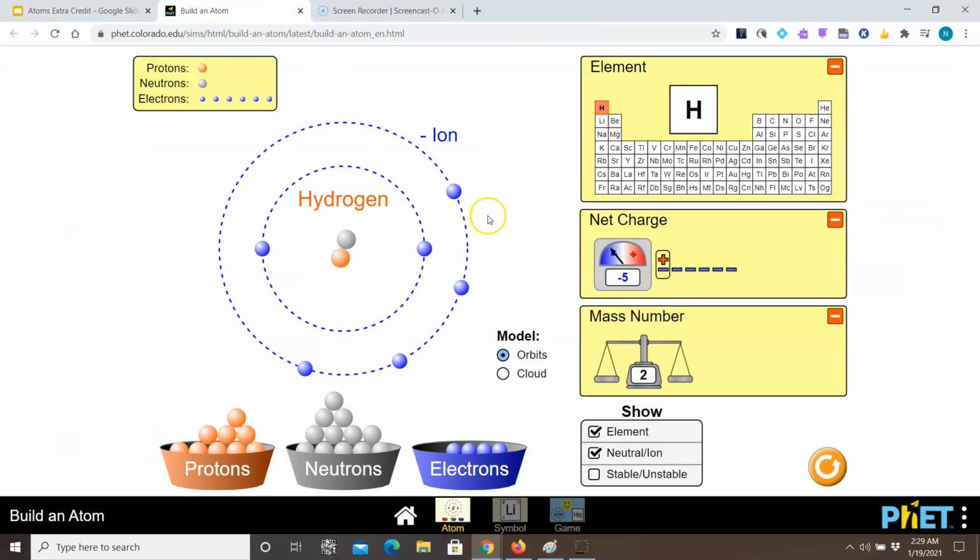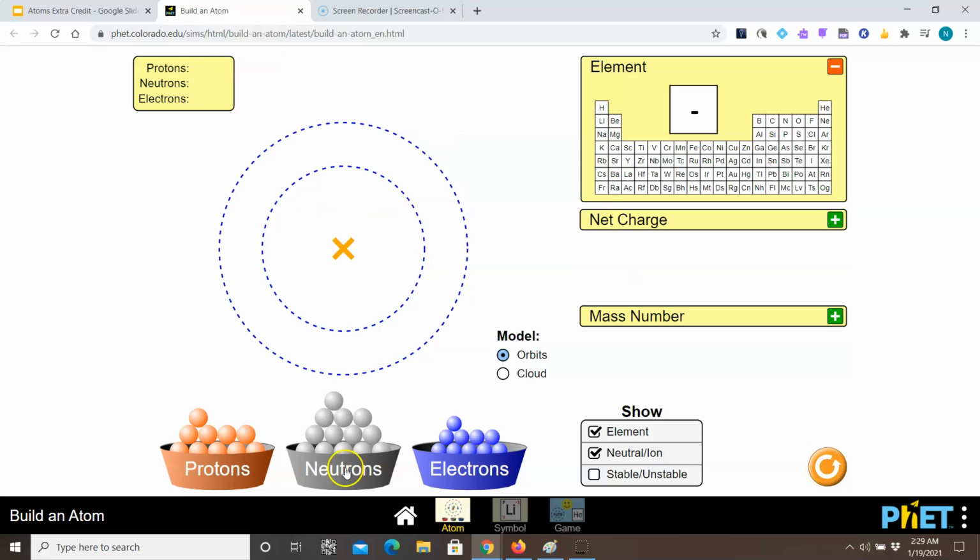Okay, so that is it for this video. Again, your starting point is the atom with 1 proton, 1 neutron, and 1 electron. And then from there, you'll change each one individually and use that to answer the questions. All right, I hope you found this video helpful. Have a quality day.